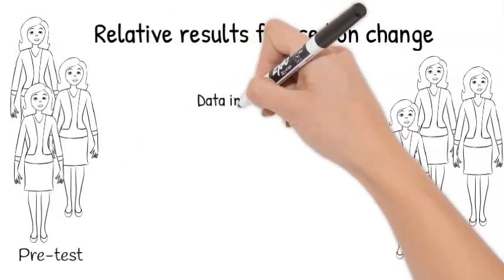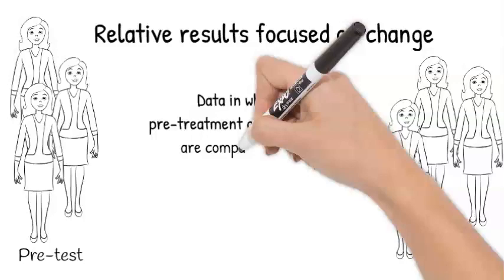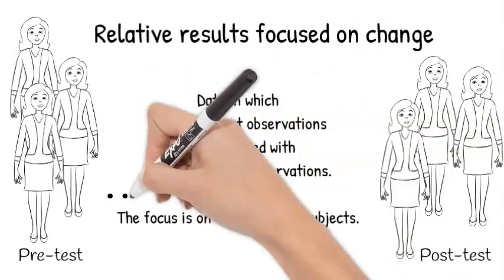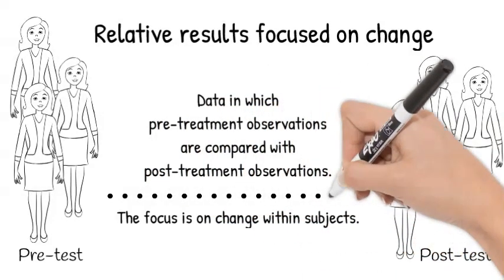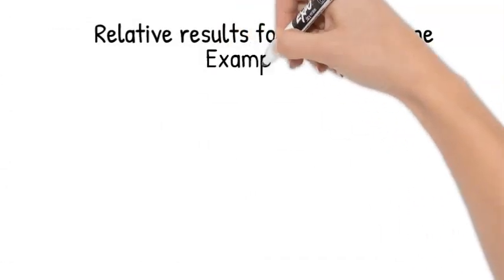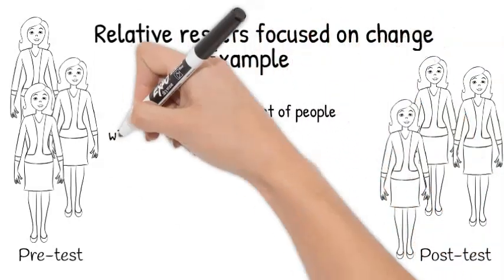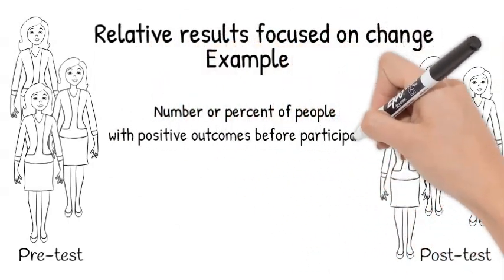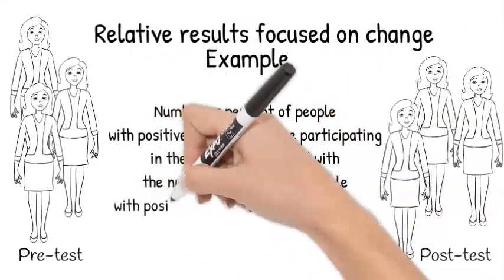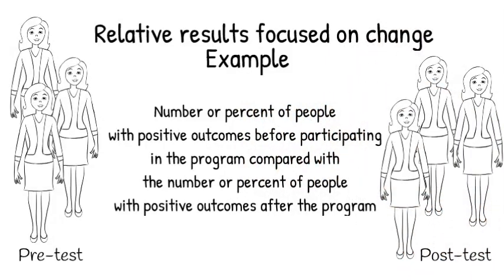Relative results focused on change are data in which pre-treatment observations are compared with post-treatment observations. Here, we're really focused on change within the subjects. We want to understand what the effect was of the treatment on the subjects as a whole. An example would be gathering information on the number or percent of people who showed positive outcomes before participating in a program, and then comparing that with the number or percent of people who show those same positive outcomes after the program.